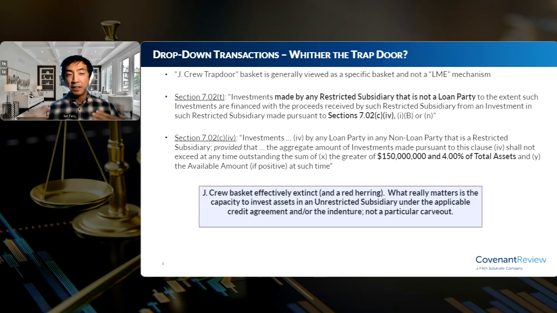And if you see J.Crew as sort of that starting point where companies are no longer relying on the plain text capacity of their documents, but really relying on loopholes and exceptions, I do think J.Crew is something of a watershed moment as far as distressed debt exchanges are concerned.